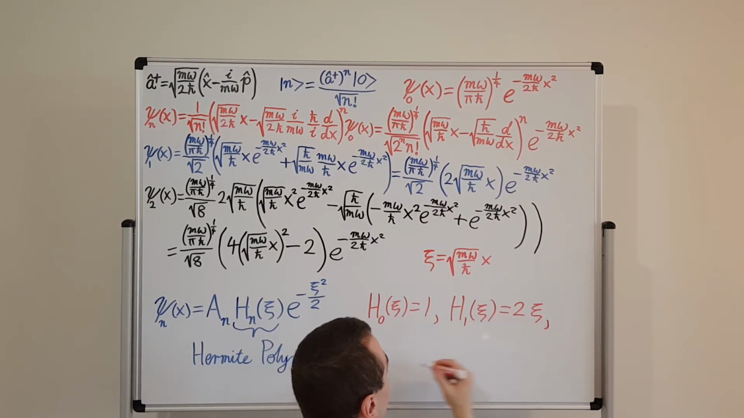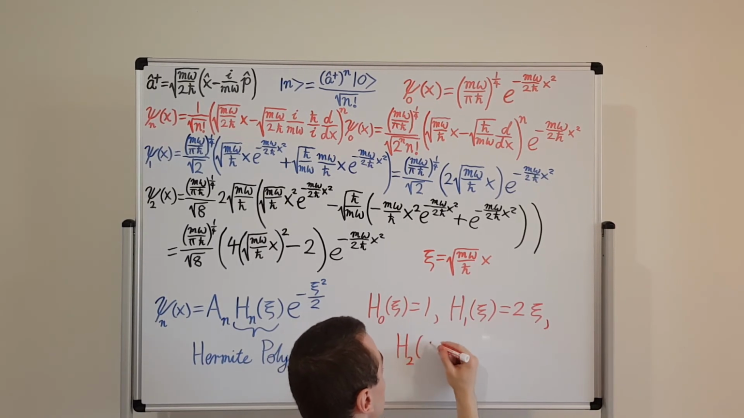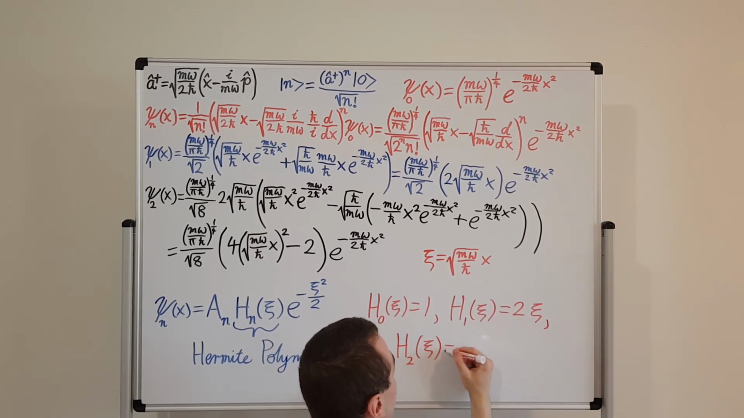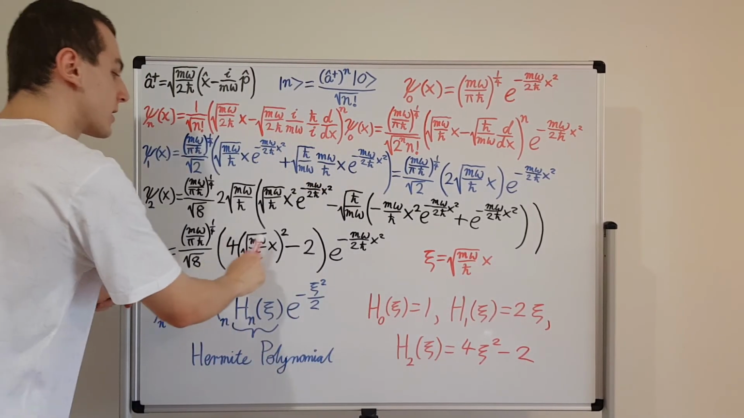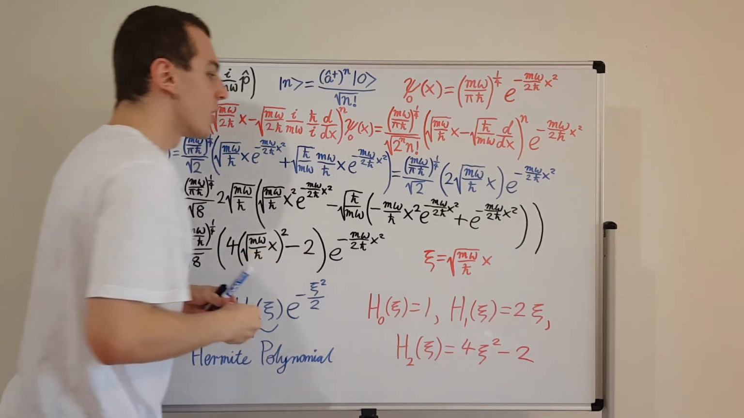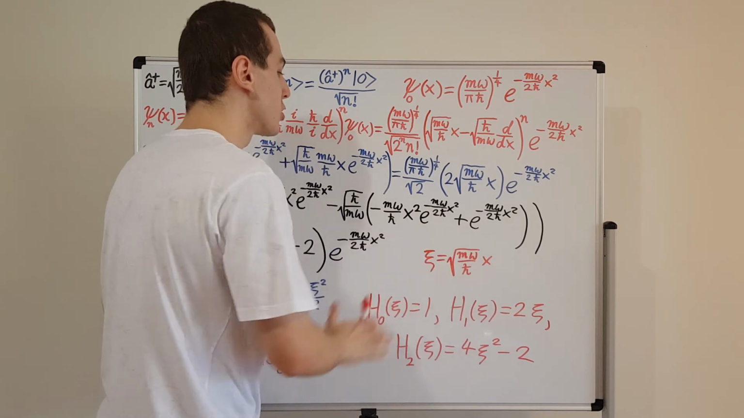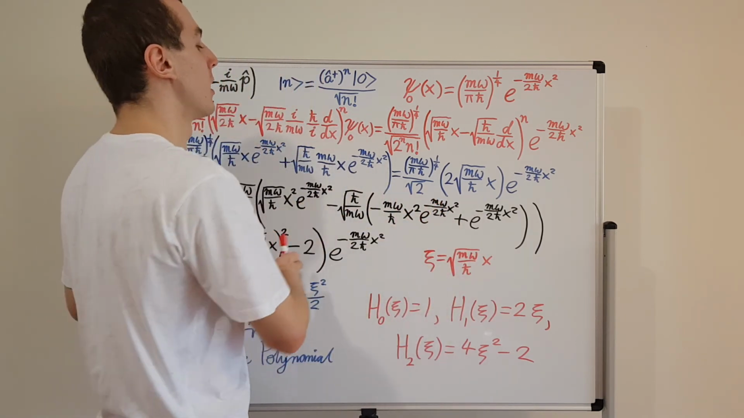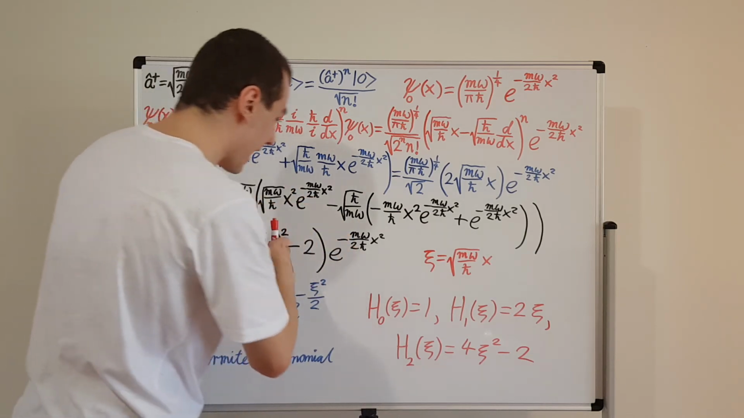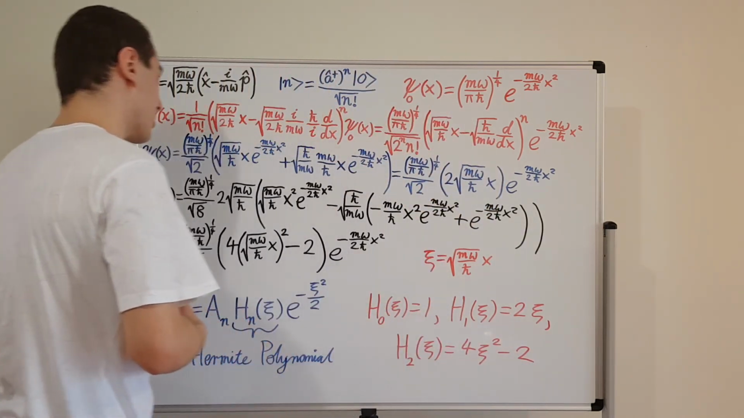And the final one that I'm going to write in this video is h2. This corresponds to n equals 2, h2 of xi, and that's equal to 4 xi squared minus 2. And that's what we got over here. So 4 xi squared minus 2. Where did we get this? We got this from combining all these terms from these differentiation laws. So we got this from the product rule over here and the chain rule. And together it gave us these polynomials over here. These are the Hermite polynomials.